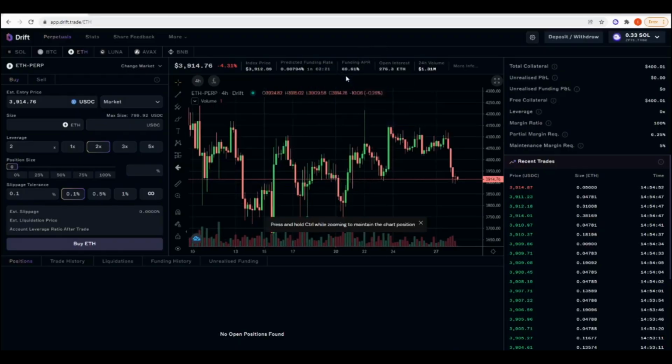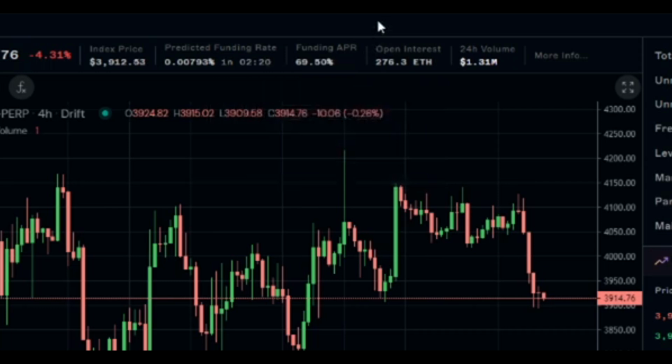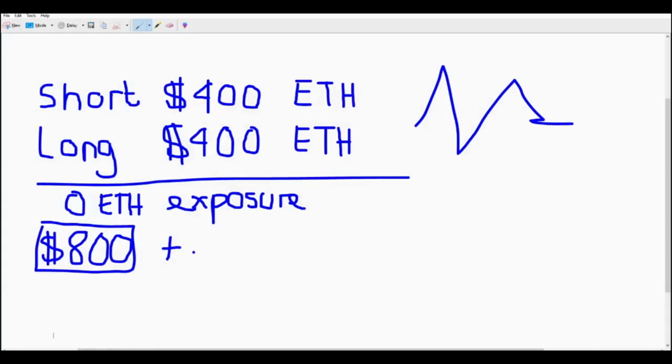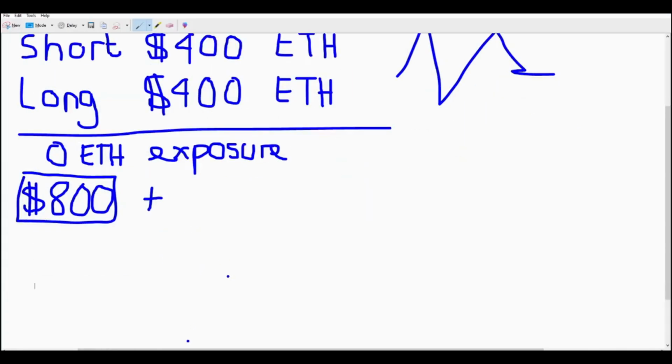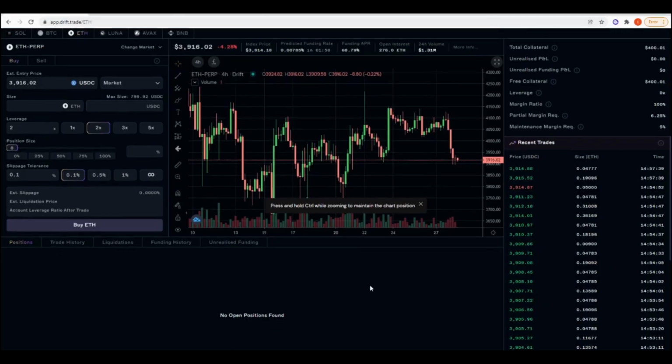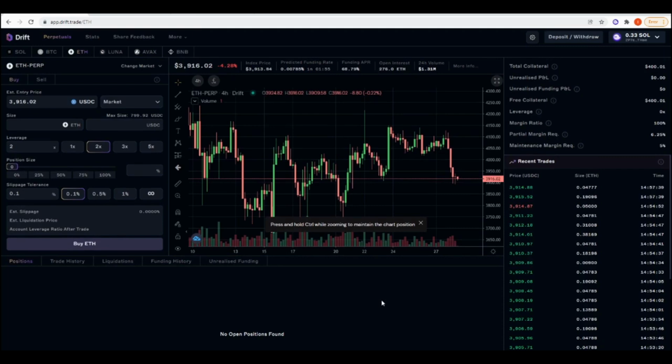So the funding APR is 69.5%, but we're using $800 and $400 will be on Drift. The other $400 will be off of Drift in a spot ETH position. So the actual yield that you're receiving is going to be 35% roughly. So you're generating 35% APR on stablecoins is effectively what you're doing. The trade that you've created is a synthetic stablecoin.